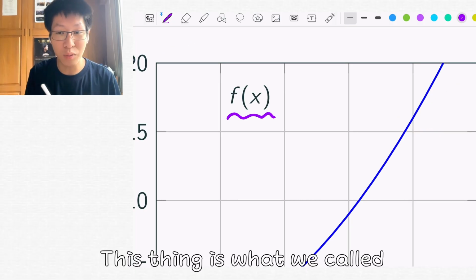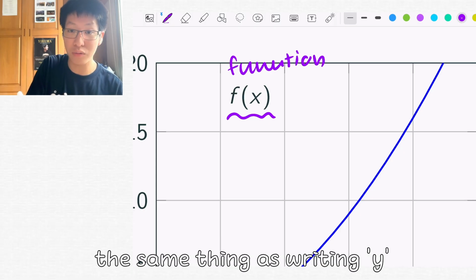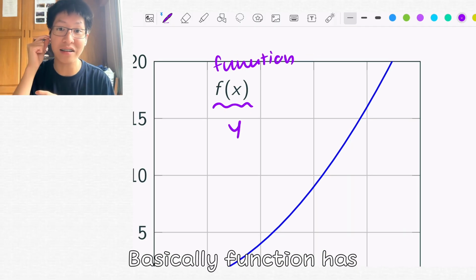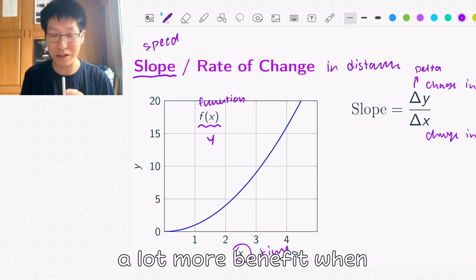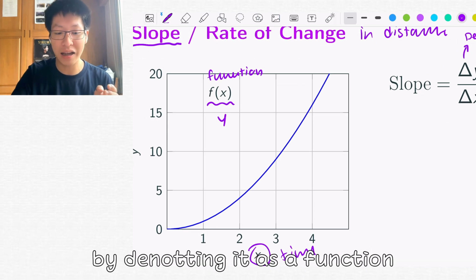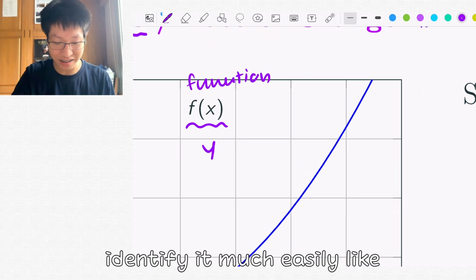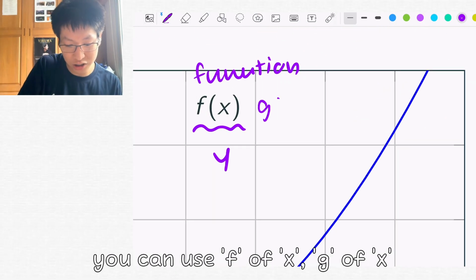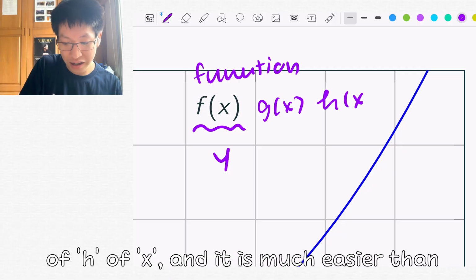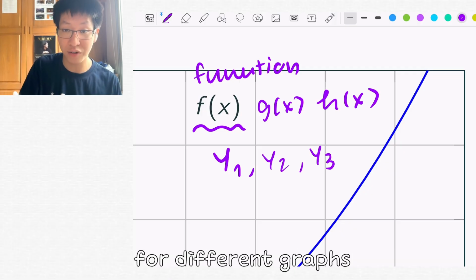Well, this thing is what we call a function, and it's literally the same thing as writing y. Basically, a function has a lot more benefit when you are analyzing the graph. For example, if you have a lot of graphs, by denoting it as a function, you can identify it much more easily. Like you can use f of x, g of x, or h of x, and it's much easier than just using y1, y2, or y3 for different graphs.